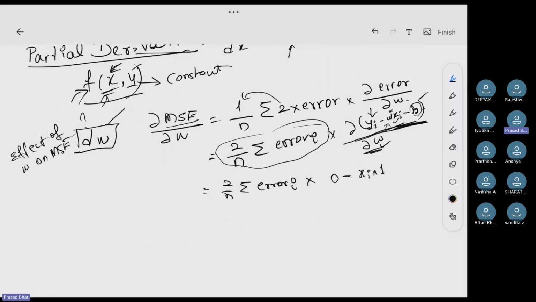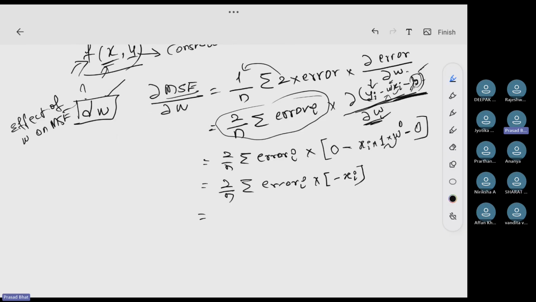To 1 the power of W into W to the power 0, correct? And minus B is a constant again. There is no effect of W on B. That is why 0, correct? So this entire term, now if I simplify this, 2 by n sigma error I into what is remaining here minus xi, nothing else. At W to the power 0 is again 1. You multiply that 1 with 1. This is what essentially remains.